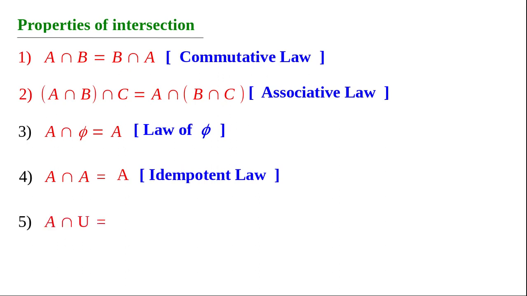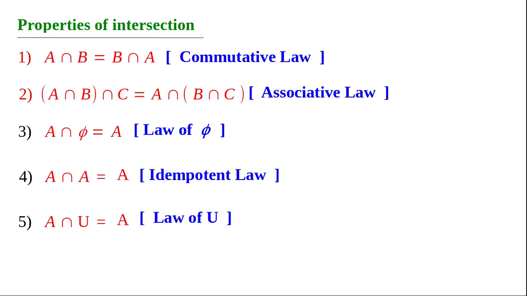And the fifth one is A intersection U. A is a subset of U. I mentioned earlier that when we take the intersection of two sets, one of them is a subset of another one, then the answer is the subset. Here the subset is A, therefore answer is A. This property is called law of U.